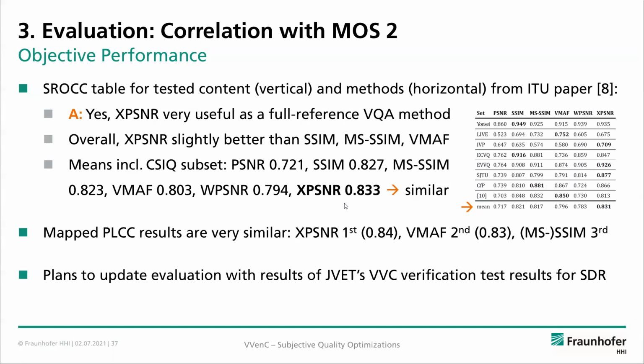XPSNR comes first with a Spearman correlation coefficient on average of 0.83, with the other VQA methods around 0.82 to 0.80. The mapped Pearson results are very similar. There the VMAF scores second instead of third, and the SSIM and MS-SSIM methods share third place instead of second place in the Spearman results table.